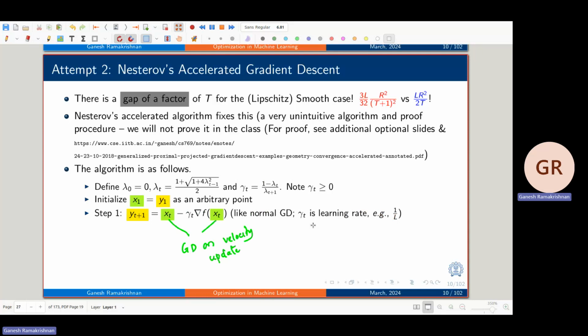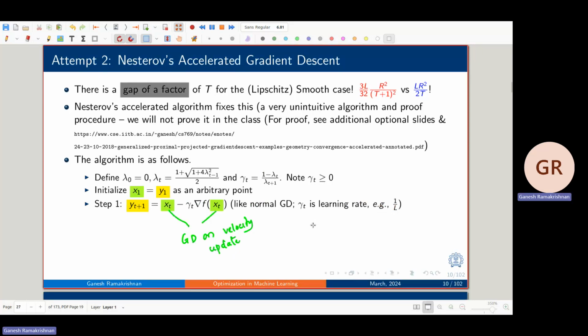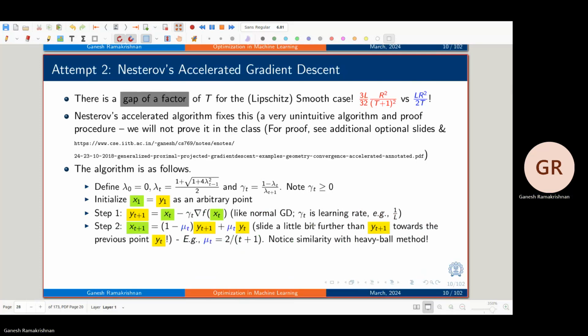This is a gradient descent on velocity. So the green part is based on velocity, and the yellow part is based on gradient descent. So the green is the x t plus 1 velocity update: slide a bit further away than y t plus 1 towards the previous point y t. Now this mu t. I had hidden there this lambda, but this lambda is lying buried within gamma. The mu can be just a function of t. Mu doesn't have any dependence on lambda or gamma.